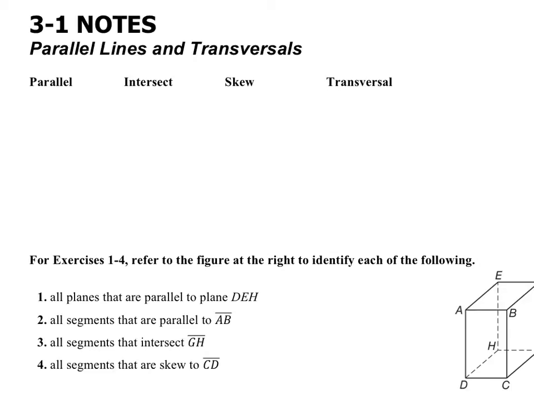Okay, the following is a video over 3-1 notes, and this is parallel lines and transversals. What I first want to talk about here is different types of lines that we have. We have parallel, we have intersecting lines, we have skew lines, and then we have a line that's called a transversal. Okay, so I'm going to quickly describe and draw a couple pictures of parallel lines.